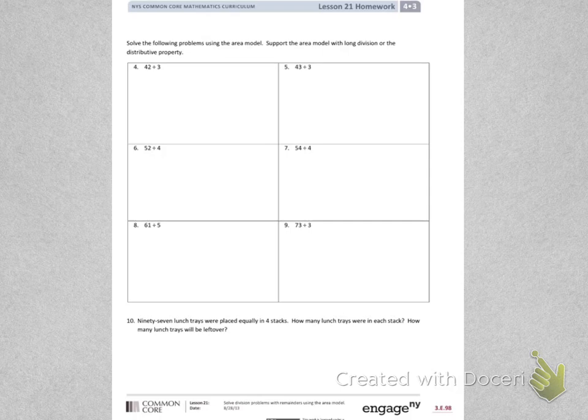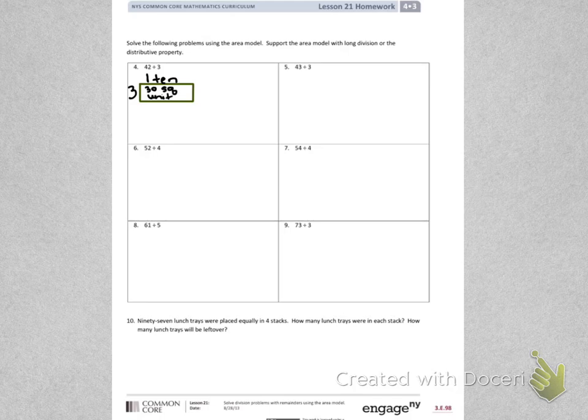So I'm going to start by making an area model. I know I want my width to be 3. And I'm going to look at my tens. I have 42, so that makes 4 tens. So 3 times how many tens gets us as close to 4 tens? Well, 1 ten. Because in area models, remember we have to multiply length times width. And 3 times 1 ten makes 30 square units.